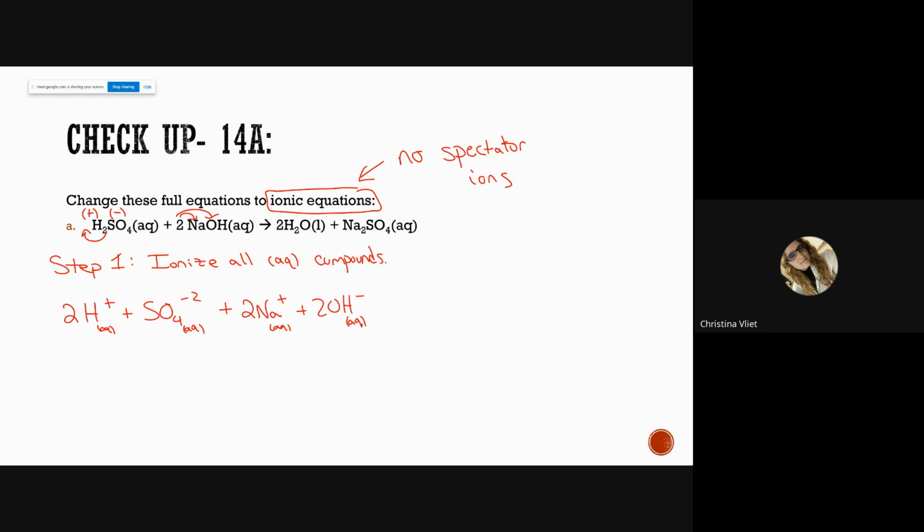Let's look at the product side. If I have a compound that's not aqueous, do I split it up? No. So we would leave water together. 2H2O, liquid. So only break up your aqueous compounds. This is what I said earlier. Water is not aqueous. Water does not dissolve in water. Water is water. Water stays together. Na2SO4, how would that break apart?